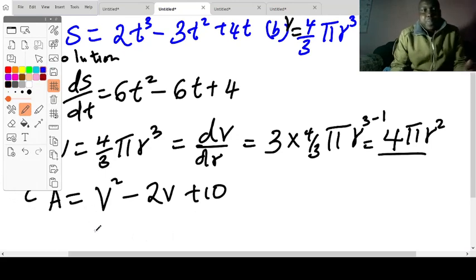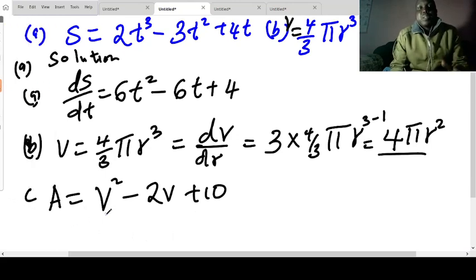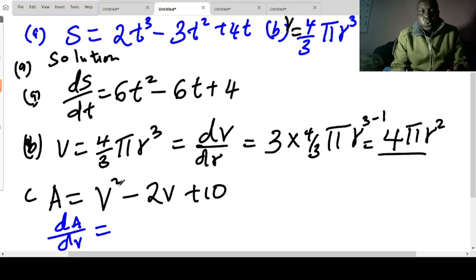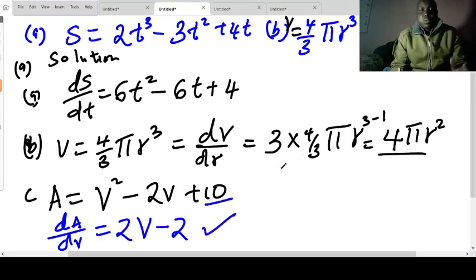So here we have A with respect to V. We are going to say the gradient function is going to be dA over dV. dA over dV is going to be, the power is 2, the coefficient is 1, so that is 2V minus, the power here is 1, 2, so that is 2, and this one is 0, because it doesn't have V.